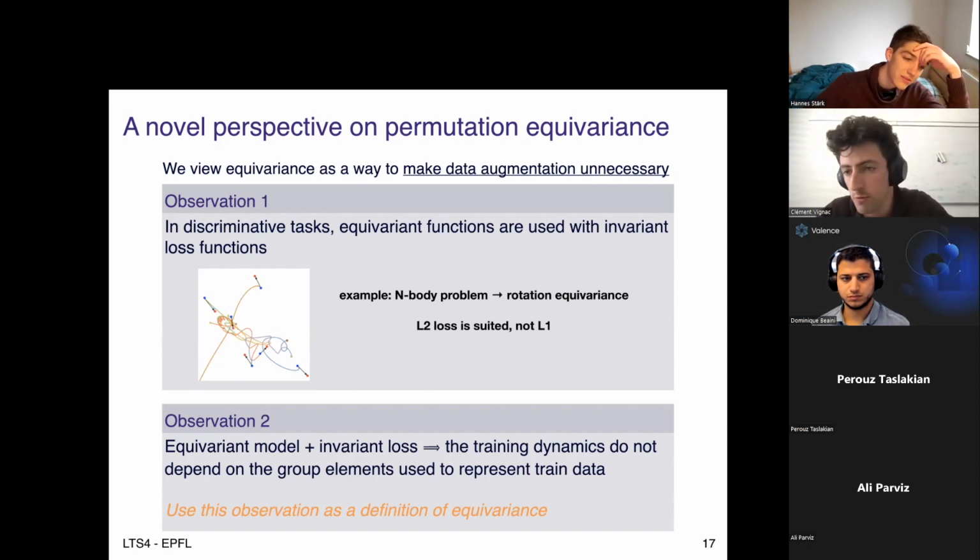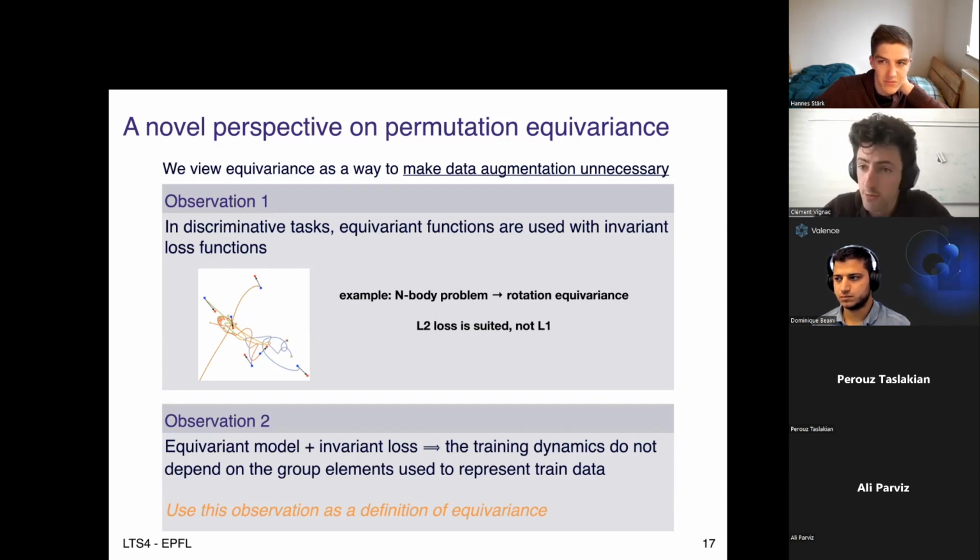So nobody would think about using L1 loss in this case. I'm not saying anything new. What I'm saying is that for equivariance, we need two components. We need to choose the model wisely, and we need to choose the loss wisely. What happens if you have an equivariant model and an invariant loss?